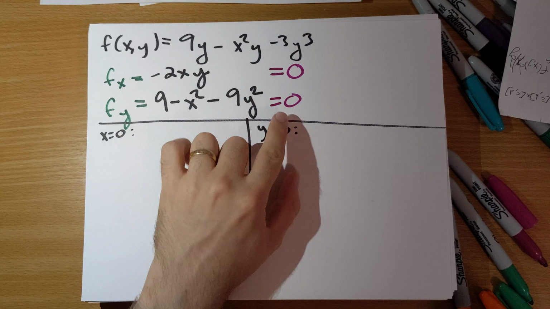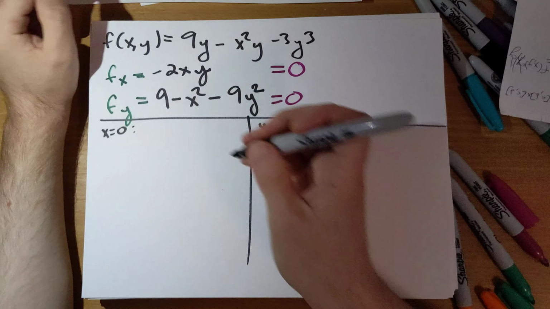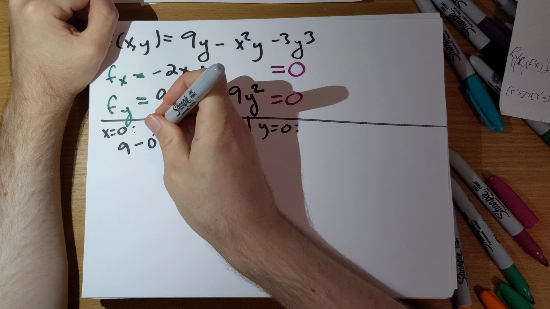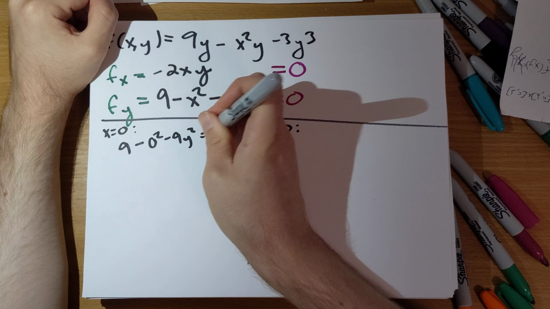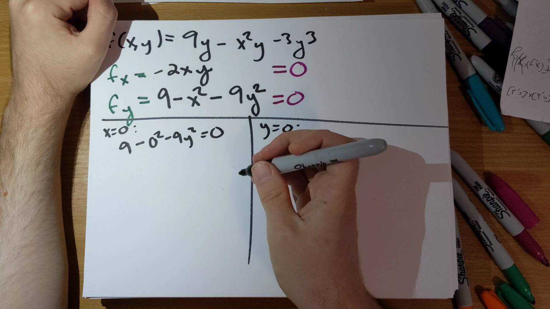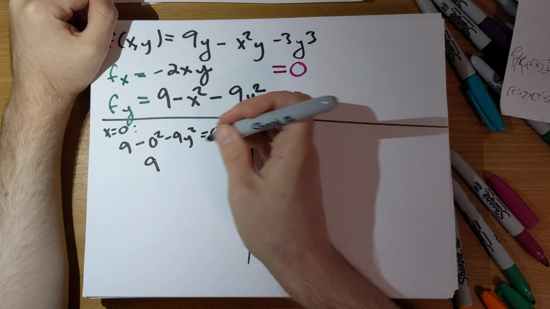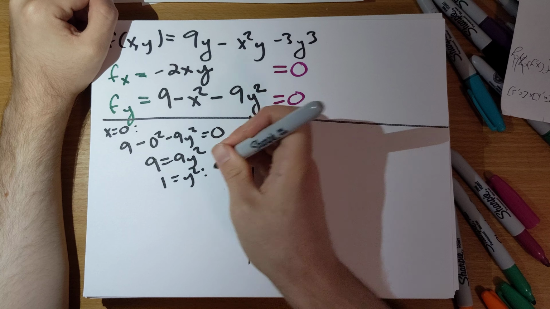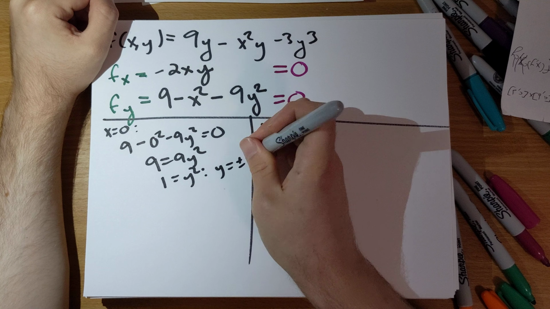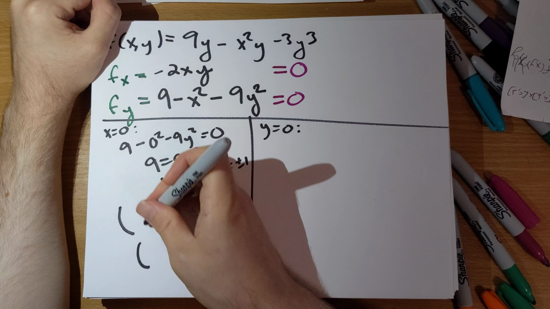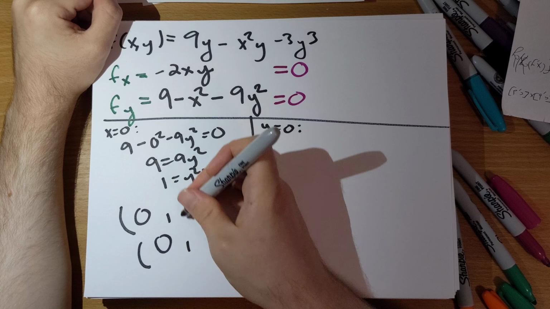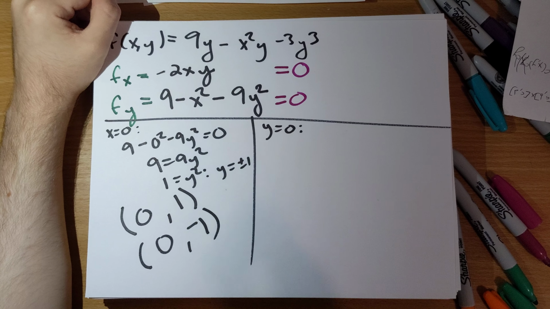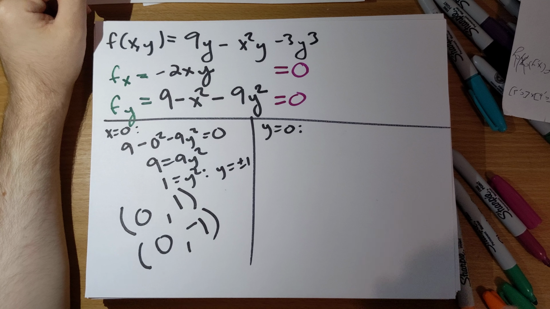If x is equal to 0, now we need to look at the second equation here. That would give us 9 minus 0 squared minus 9y squared is equal to 0. 9 is equal to 9y squared. 1 is equal to y squared. y is equal to plus or minus 1. So this gives us 2 points here. For both of them, x is 0: 0 comma 1, 0 comma minus 1.